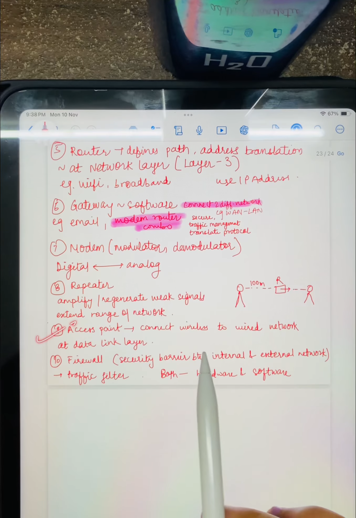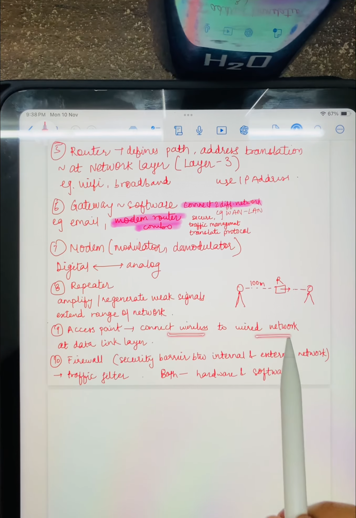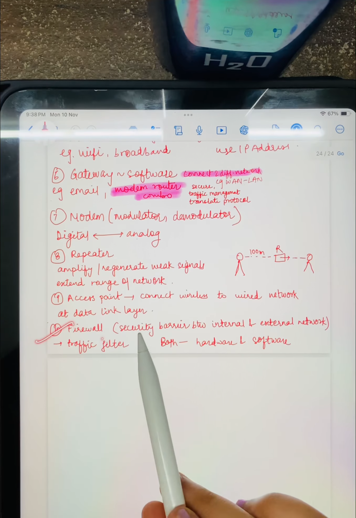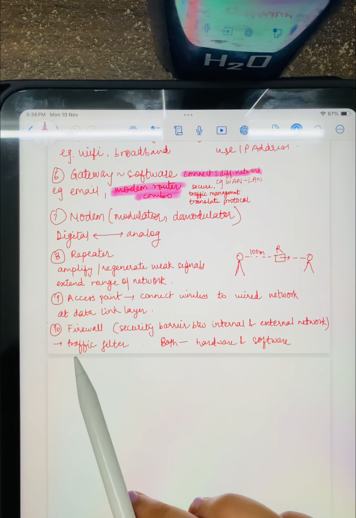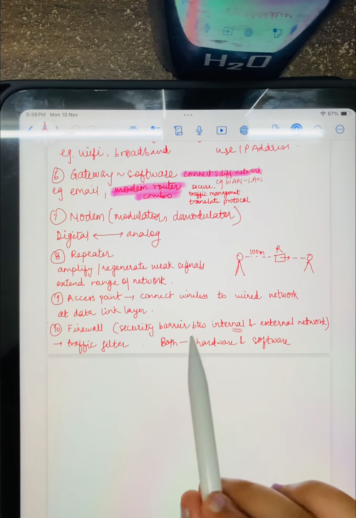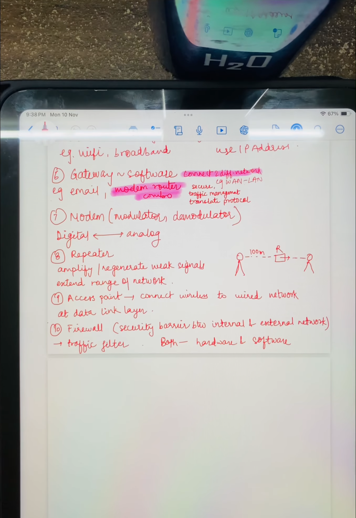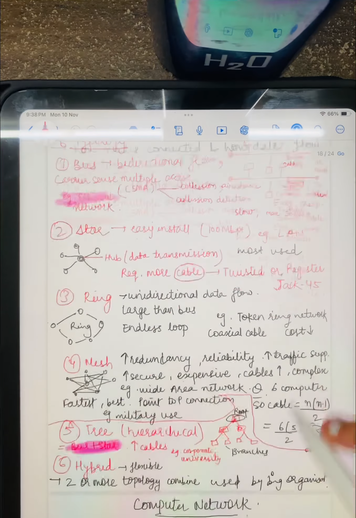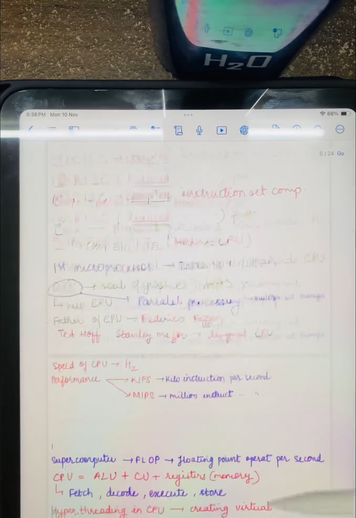9th is the access point. Access point connects wireless to wired network at data link layer. 10th is the firewall, security barrier between internal and external network. It is a traffic filter. It is both hardware and software. Firewall. It is a security barrier between internal and external network. So that's it. I think this much is enough for computer to be done.